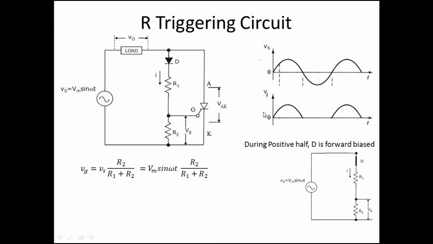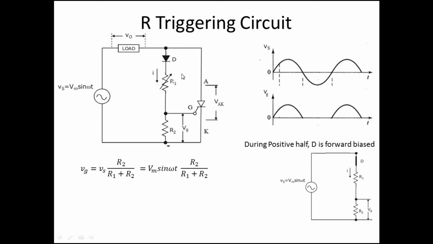So this is the shape of Vg, where the amplitude is Vm into R2 by R1 plus R2. Obviously it depends upon the resistor values. If R1 is made variable, we can vary the amplitude. By varying R1, we can change the amplitude like this. If R1 is increased, the amplitude decreases. So it is varied by using R1.